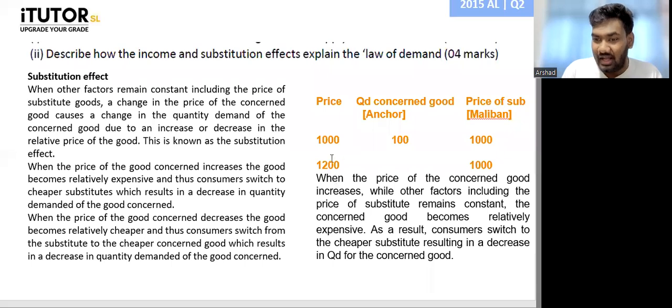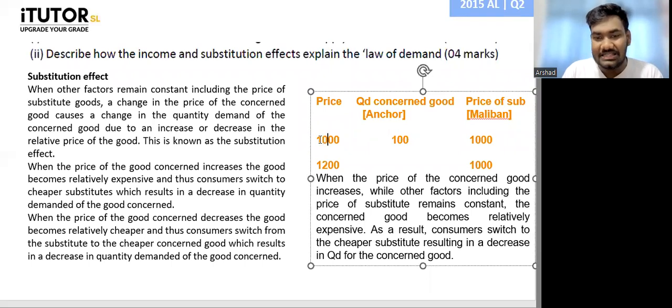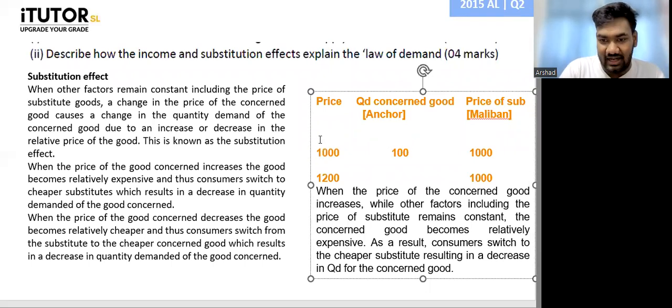Then what is the opposite of this? No, in this question, you don't have to write an example, guys. I am giving an example to explain. Let's say the price of this thing went down to 800. Let's say now the QD is only 80. Price goes down to 800. The price of Maliban is still the same. Can you tell me what happens now, guys?